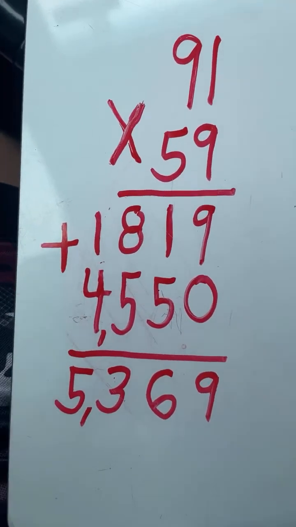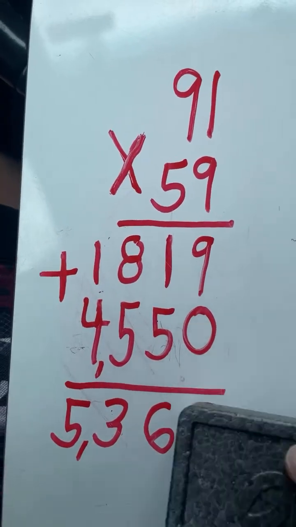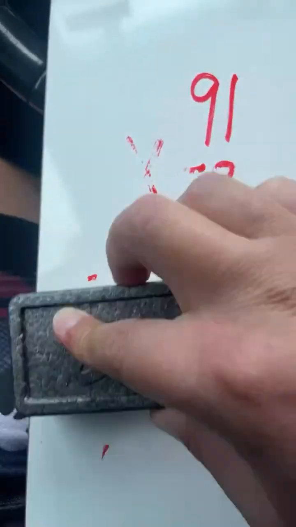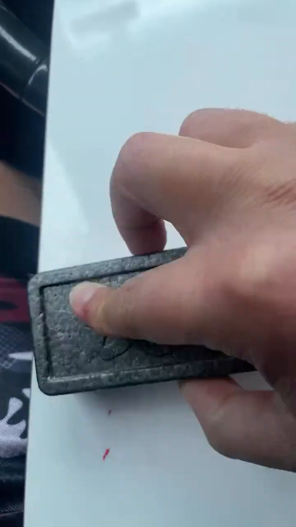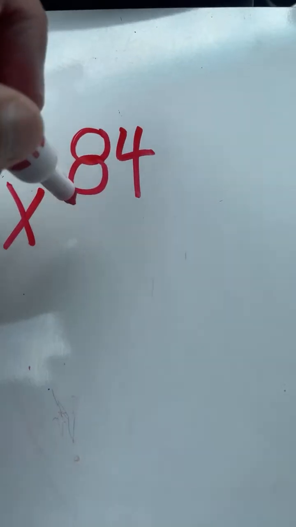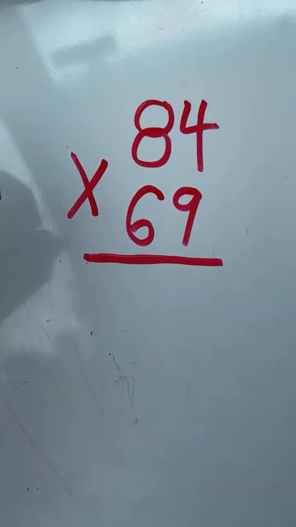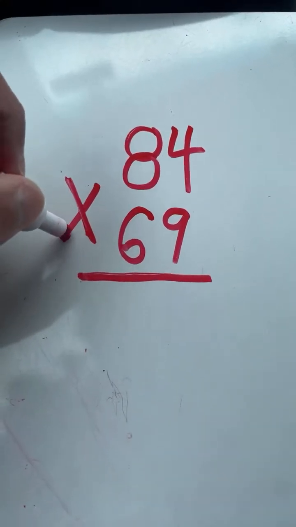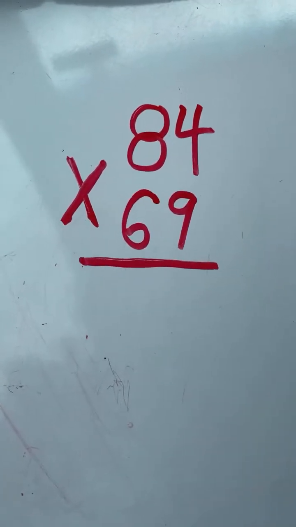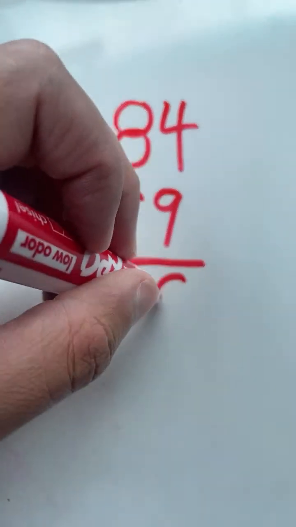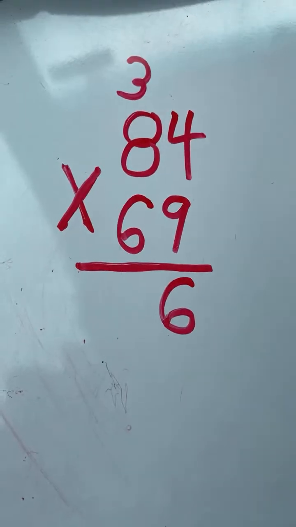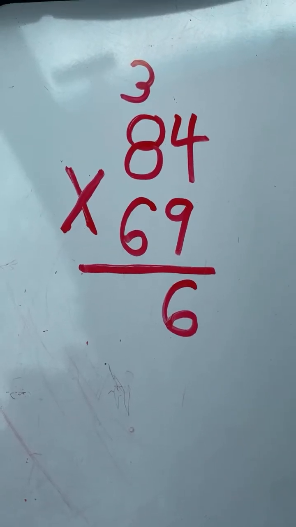All right, moving on to example number 4. 84 times 69. So we start in the ones place. 4 times 9 equals 36. 6, carry the 3. 8 times 9 equals 72, plus 3 equals 75.